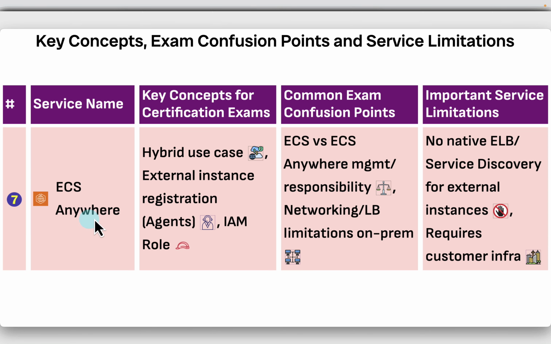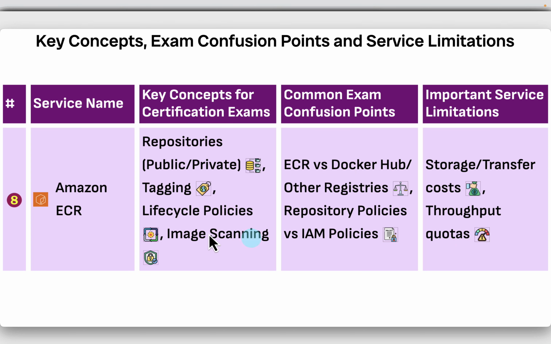ECS Anywhere. Key concepts for certification exams are hybrid use cases, external instance registration via agents, and we need an IAM role. Common exam confusion points are ECS versus ECS Anywhere management responsibility, and network and load balancing limitations on-prem. Important service limitations. So no native ELB and service discovery for external instances. It requires customers' infrastructure.